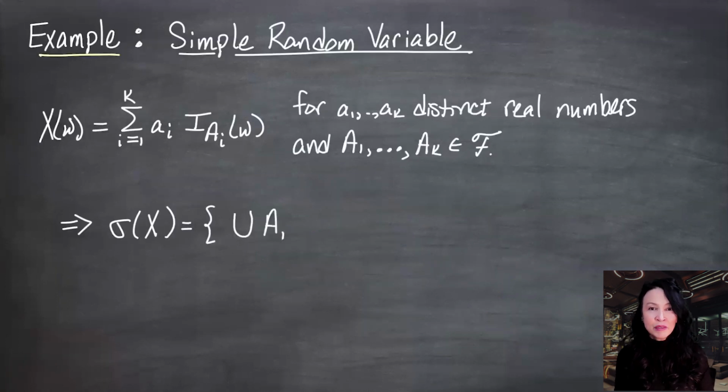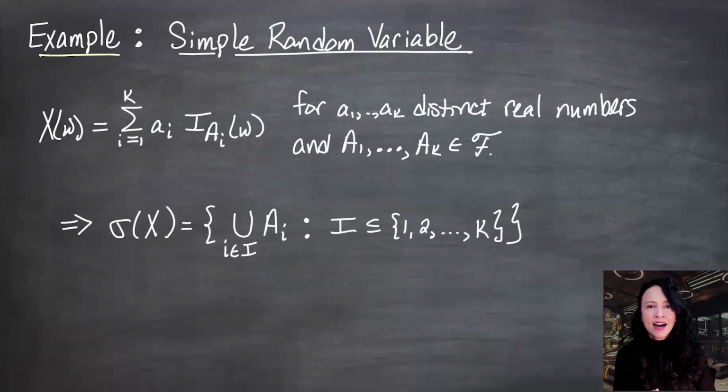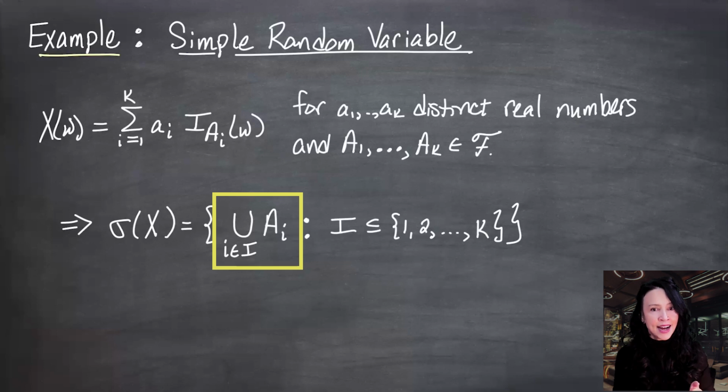We've got it. The sigma field generated by X consists of the union of the A_i's, where the i's are unioned over an index set that I'm going to call capital I. And capital I is some subset of the numbers 1 through K. So it could be all of 1 through K. It could be the subset 3, 7, and 8. We're going to hit all possible unions this way. And the empty set is also allowed for I. So that's how you would get an empty set over here. And if your subset I was the entire set, that's how you get the omega over here.